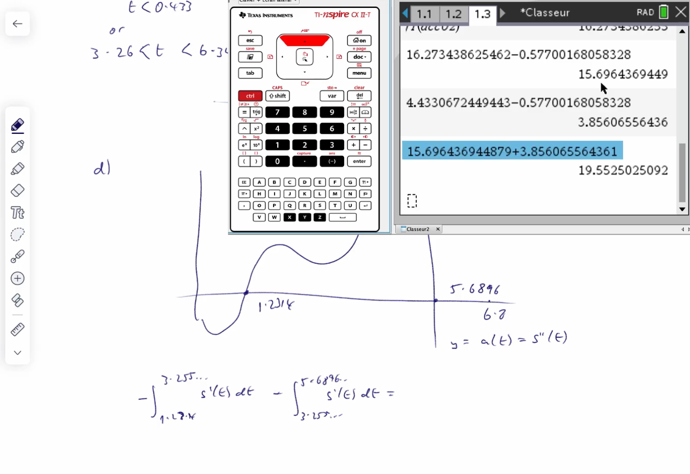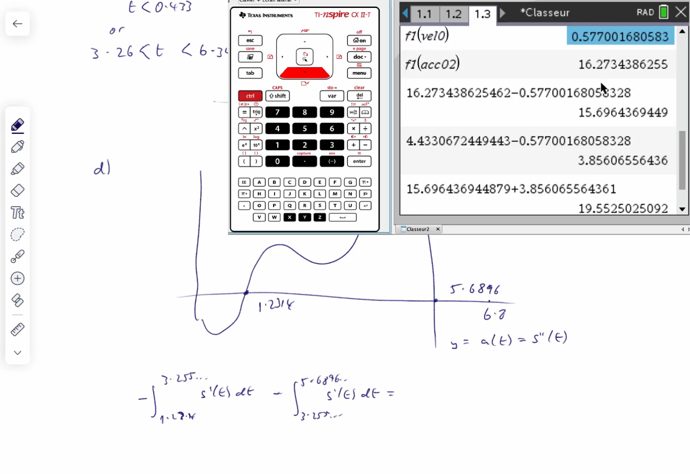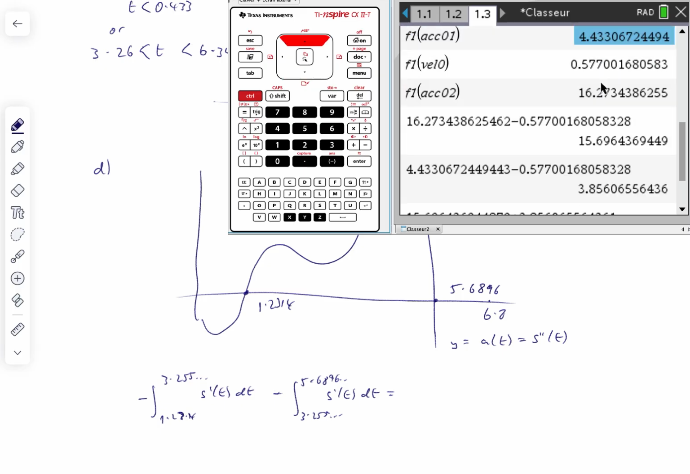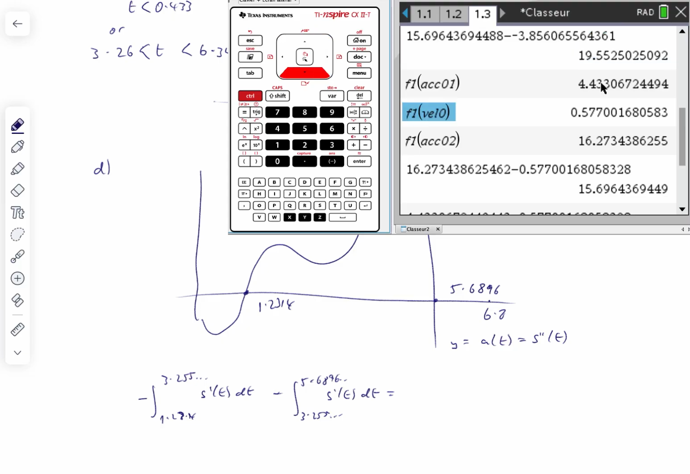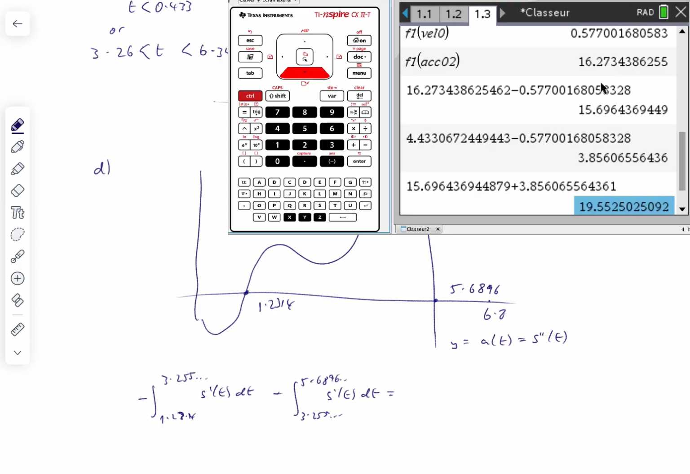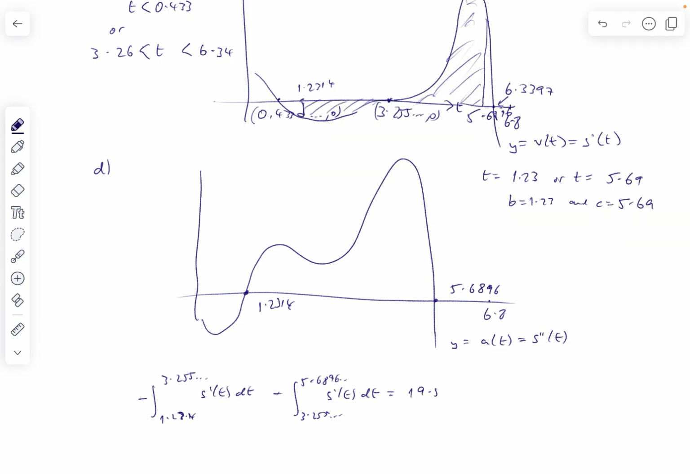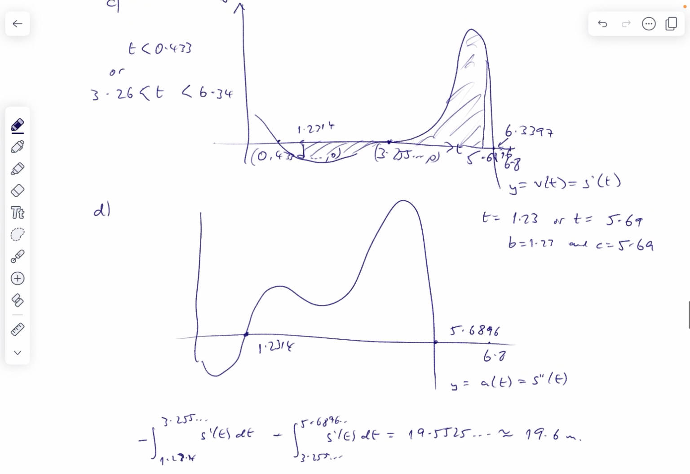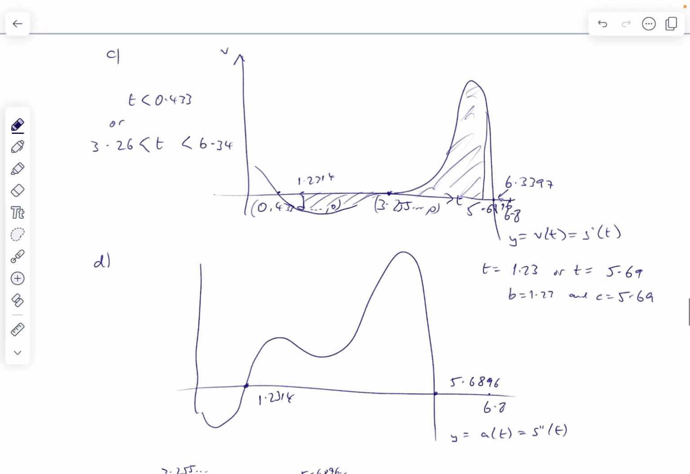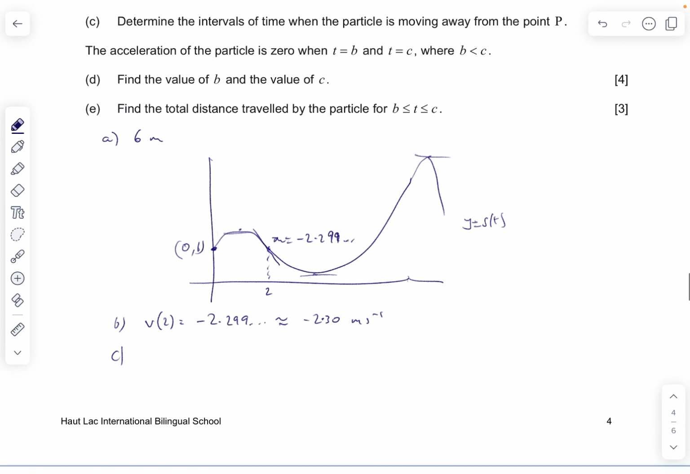I get 19.55, which would be the same as adding these two up here. Adding these two up here, I've got the same thing, 19.552. The value we found in our nice little calculator, 19.5525, which is approximately equal to 19.6 meters. And I've explained where that's come from. We can see the acceleration graphs, so the method marks are all there to work that one out.